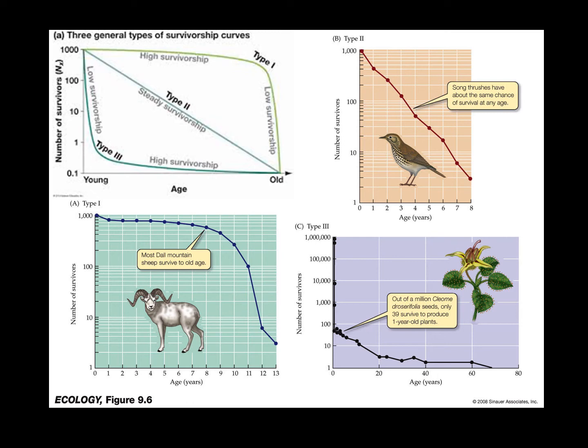We have Dall's mountain sheep, which is a mammal. It's a little bit of mortality when they're first born, and then they live a long time, and then they all drop dead. Birds have about the same chance of surviving at any age, and flowers and seed plants and animals that have pelagic larvae have very high mortality in the beginning.